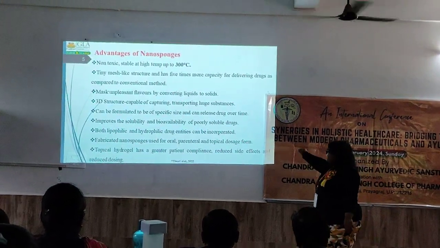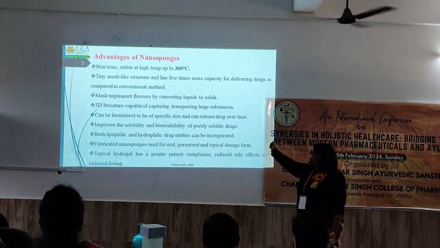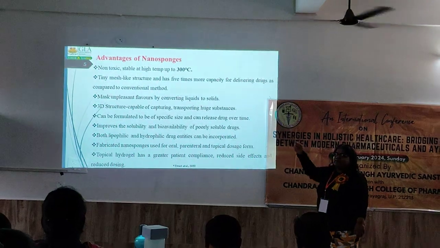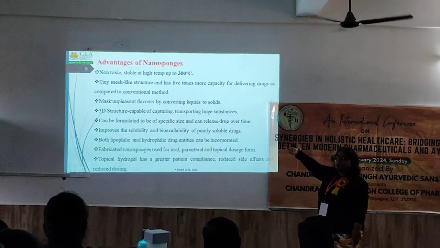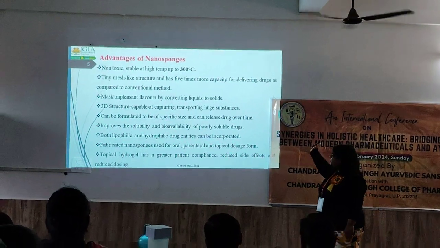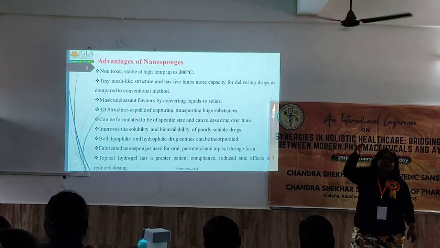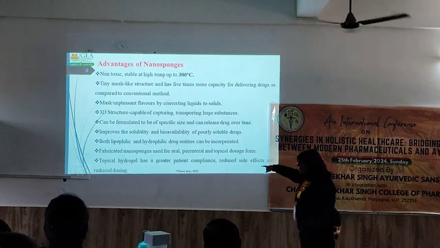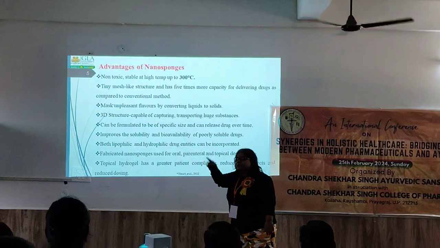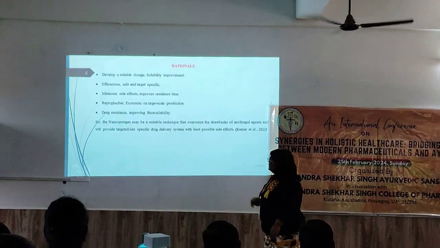As we will improve the bioavailability, the main motive is solubility, and we can also improve the residence time, and we can target both hydrophilic as well as lipophilic drugs. So nanosponges are fabricated for oral, parenteral as well as topical application. I have targeted a topical hydrogel, where we have made a polymer. We can use a polymer that is Carbopol 934.